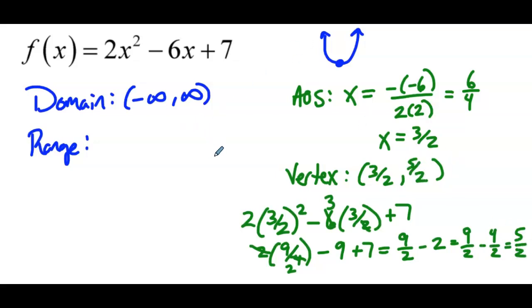So that means the range, the lowest y value is 5 over 2, and any y value that's greater than or equal to it. So we'll use interval notation, so bracket 5 over 2 to infinity. And that was because the vertex was a minimum. Right? It would change slightly if it was a maximum. That y value would be the highest y value in the range. So we'd be going from negative infinity to that y value.